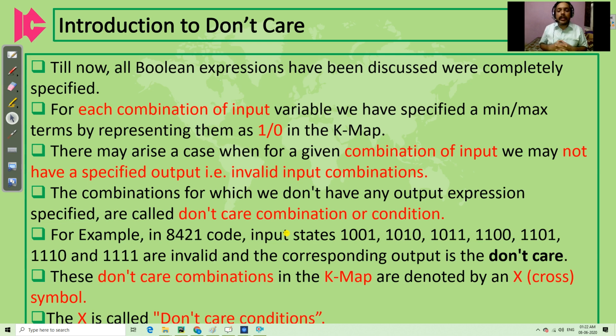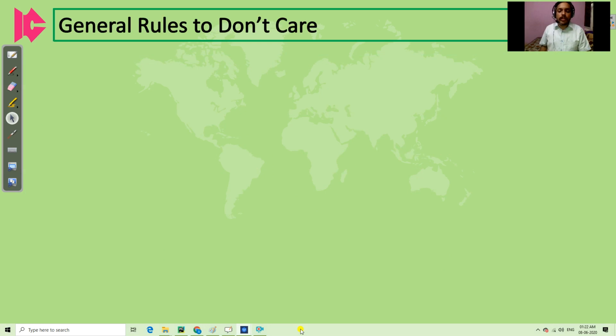For example, in 8421 code, the combinations 1010, 1011, 1100, 1101, 1110, 1111, that is 10, 11, 12, 13, 14, 15, are invalid, so the corresponding output is a don't care. In the K-map, these don't care combinations are denoted by a cross. This cross denotes the don't care condition.